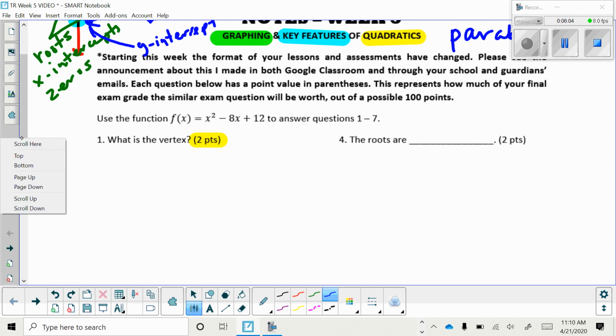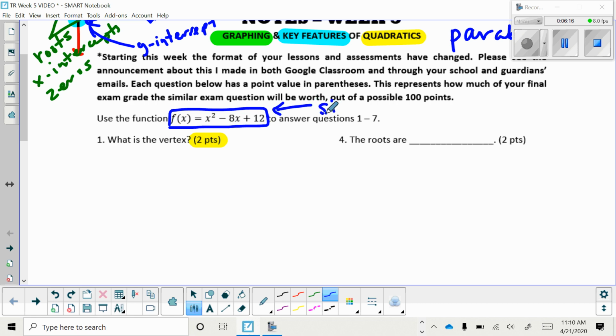So I have this function here, x squared minus 8x plus 12. It's absolutely a quadratic. This form right here is called standard form. There are lots of different, or not lots, there's several. Lots is a strong word. This form right here is standard form, right? ax squared plus bx plus c.